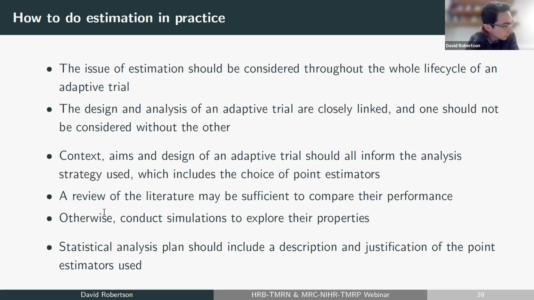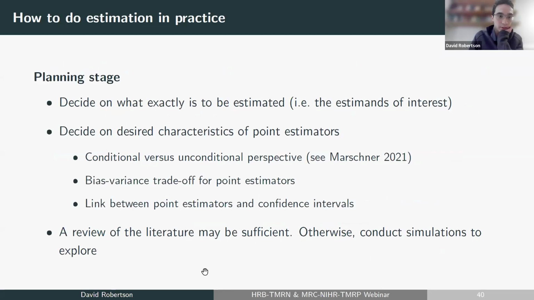Our hope with the literature review is to provide a resource where it may be enough to just look at the literature to see which point estimators have favorable performance, in terms of bias or mean square error. But otherwise, it may be necessary to conduct simulations to explore properties of point estimators. And ideally, a statistical analysis plan should include a description and justification of which point estimators you use. That really comes into the planning stage, where we decide what exactly is to be estimated, and then what our desired characteristics are.